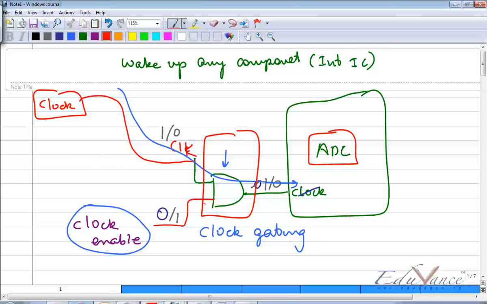So unless I give clock enable, there will be no clock supplied, hence this ADC will continue to be asleep. When I supply clock enable, then there is clock available, hence that time the ADC wakes up. I hope this concept of clock gating is clear. The same concept will apply to all the interfaces on the chip.